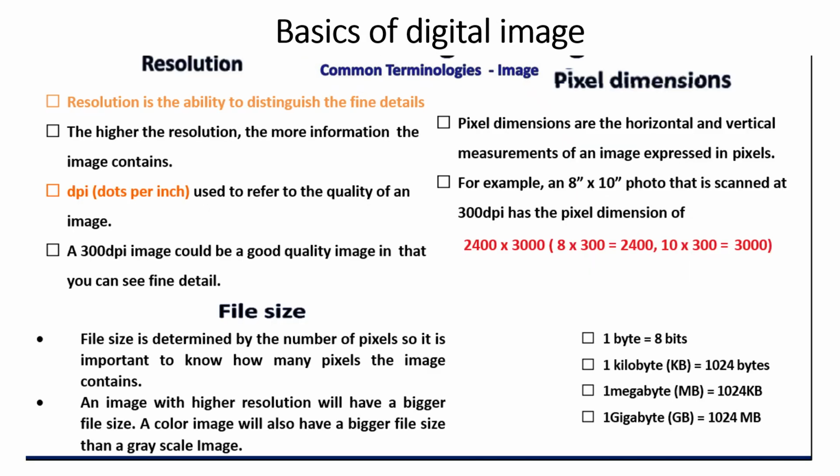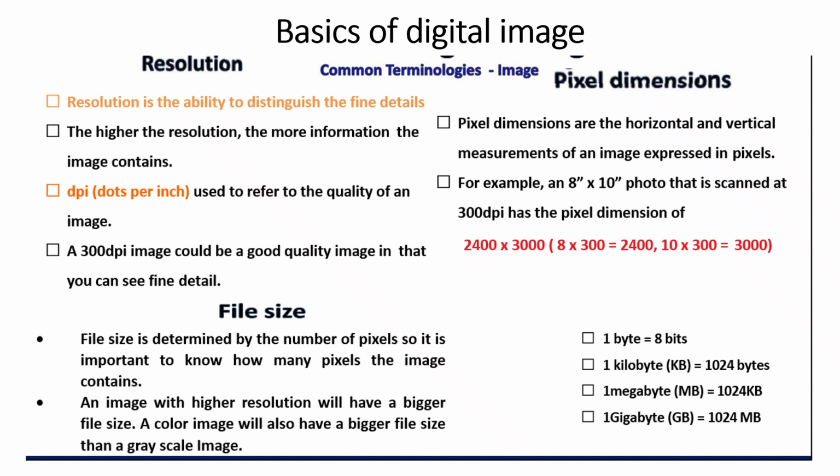In this slide, we can see the basics of a digital image and some of the common terminologies used. What is resolution? Resolution is the ability to distinguish fine details. If it has a higher resolution, information will be clearer. It is described with DPI, dots per inch, used to refer to the quality of an image. A 300 DPI image could have good quality, in that we can see fine detail very well. What is file size? File size is determined by the number of pixels, so it is important to know how many pixels the image contains. An image with higher resolution will have a bigger file size. A color image will also have a bigger file size than a grayscale image.